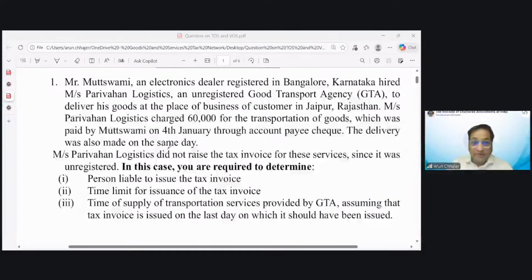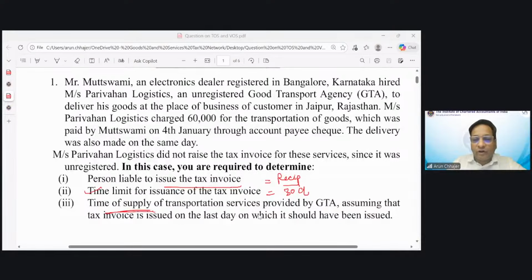Okay, fine. So in this case, what is the logic reasoning you will give? You will give that the recipient is liable to make the invoice because the transaction is covered under reverse charge and the supplier is unregistered. Time limit, already you have told me that 30 days time limit is there.